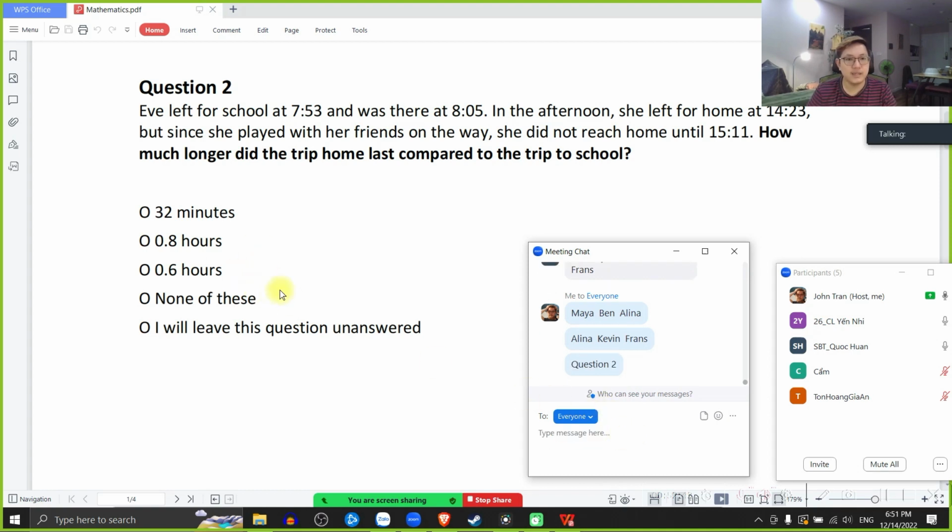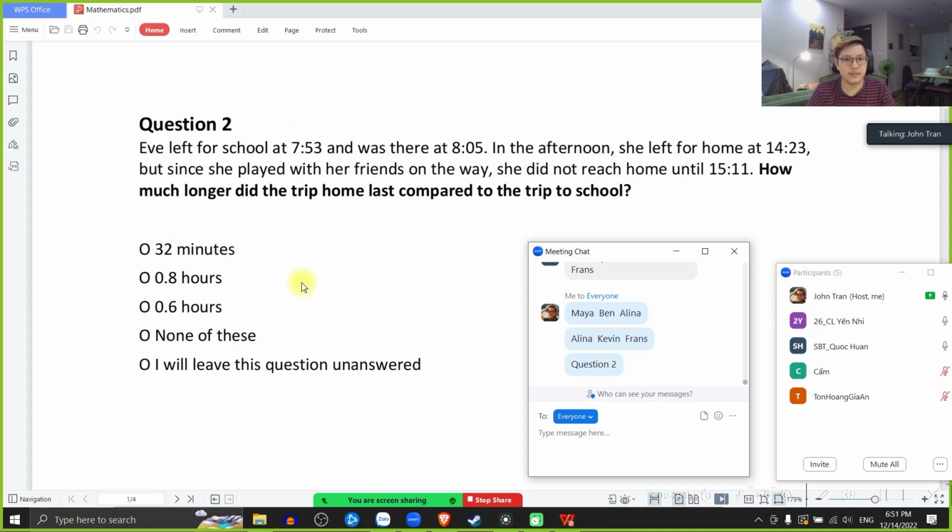Okay. Eva left for school at 7:33 and was there at 8:05. In the afternoon, she left for home at 14:23. But since she played with her friends on the way, she did not reach home until 15:11. How much longer did this trip home last compared to the trip to school?